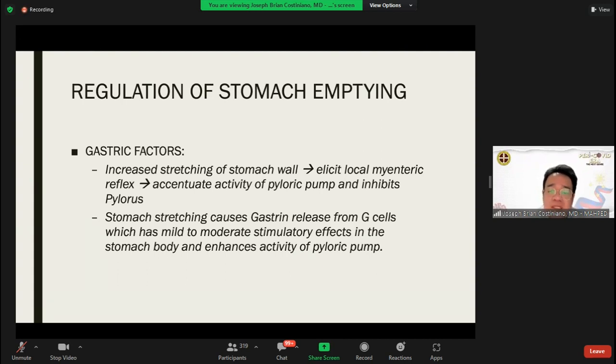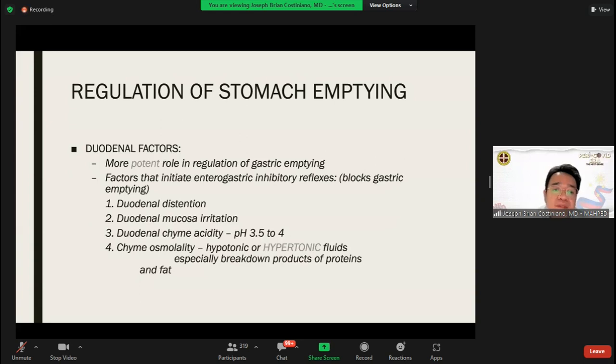When there is stretching of the stomach wall. Why? Because you need time in order to properly digest, for the food to come into contact with the acid from the stomach. Stomach stretching also causes gastrin release from the G cells, di ba? Yung sa table natin. Stomach stretching, G cells, release of gastrin, release of acid. Okay? And this has a mild to moderate stimulatory effect in the stomach body and will enhance the activity of your pylorus para mag-shut off talaga siya, no? So, shut off of your pylorus.